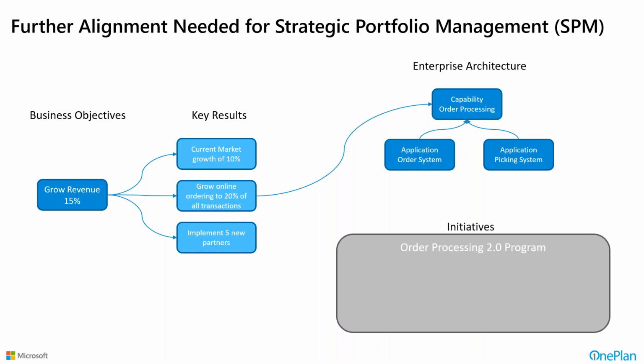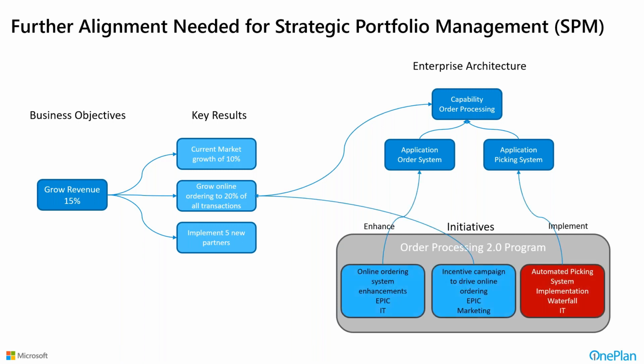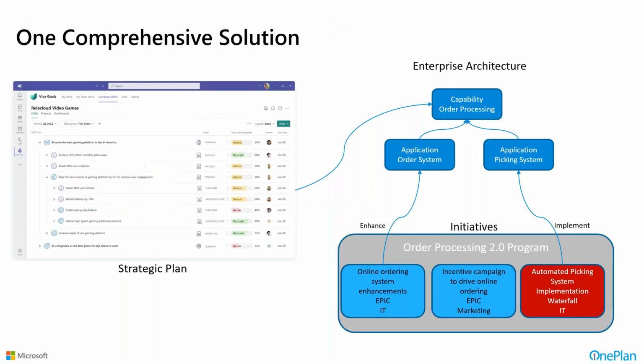Then ultimately, there are going to be initiatives, the work that actually has to be done in order to address all these aspects. Those would be aligned with the objectives and key results, and potentially the capabilities and the applications themselves. Now, this is a relatively mature concept. Not all organizations are ready to take on this entire scheme, but the combination of the Microsoft technologies and OnePlan gives us a path forward to grow and mature into these to the degree that we want to as an organization.